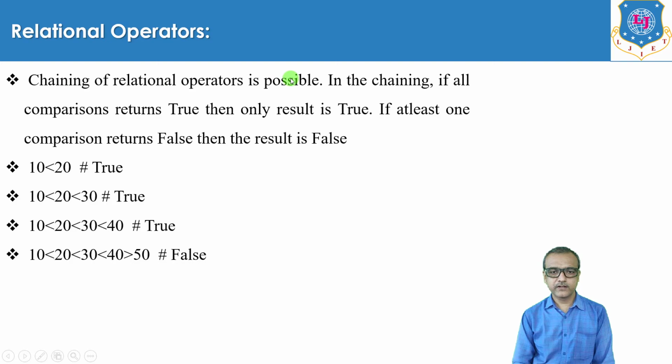Chaining of relational operators is also possible. In chaining, if all comparisons return true, then only the result is true. If at least one comparison returns false, then the result is false. Here 10 less than 20, yes, so the output is true. 10 less than 20 less than 30, definitely this is true. 10 less than 20 less than 30 less than 40, definitely this is also true. Now 10 less than 20, 20 less than 30, 30 less than 40, is 40 greater than 50? No. So the output of this one is going to be false.